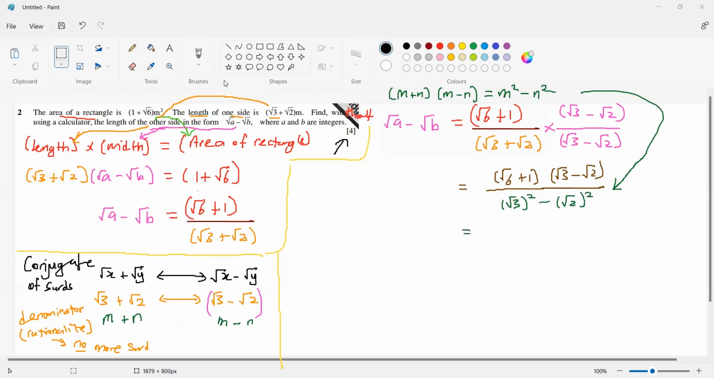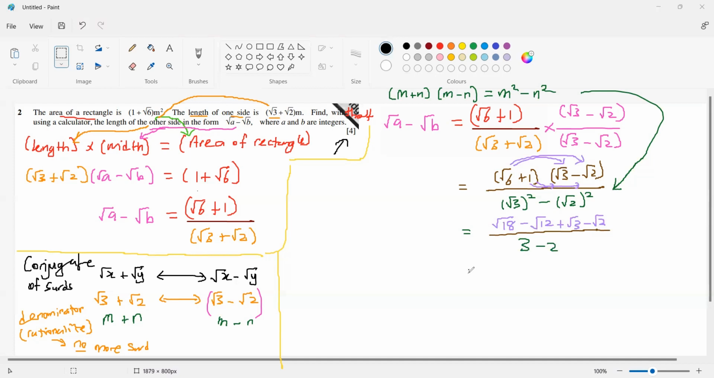So in which case, now we just need to simplify the numerator accordingly. Okay, let's do the multiplications. So this times this, root of 6 times 3 is root 18. This times this, minus root of 12. And then this times this, plus root 3. And this and this, minus root 2. And then the denominator, we square it. 3 minus 2. Aha, so the whole denominator vanishes.